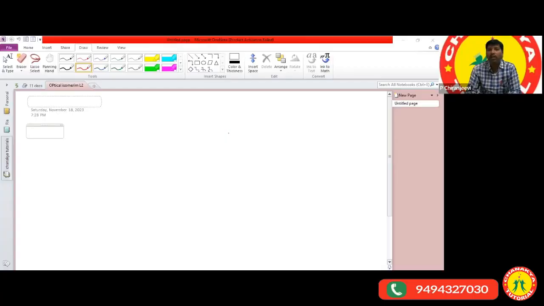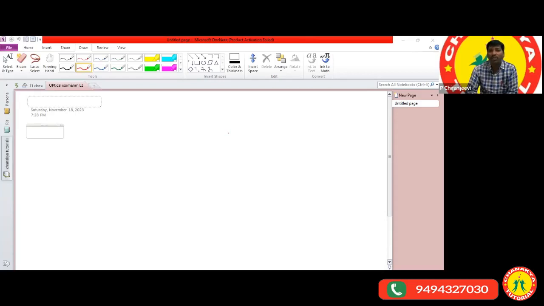Optically active compound means the compound which has a chiral center or asymmetric center is called an optically active compound. And the compounds which exhibit enantiomers, those compounds we can also call optically active compounds. What is meant by enantiomers? Enantiomers are nothing but non-superimposable mirror images.